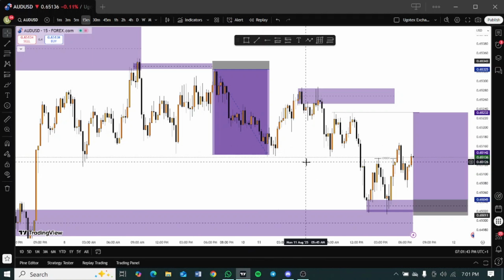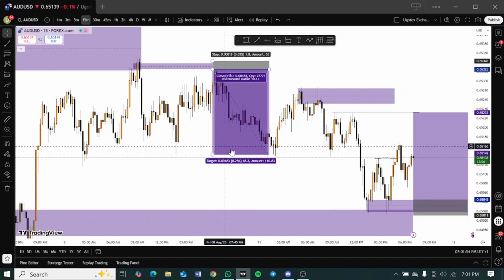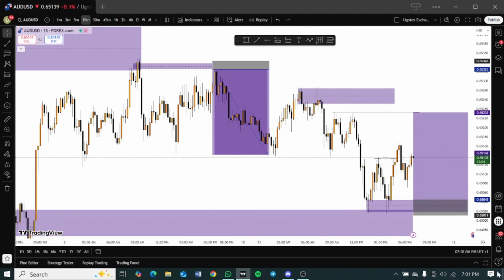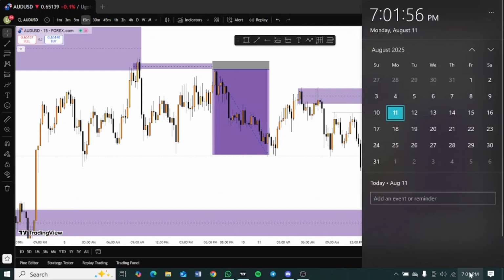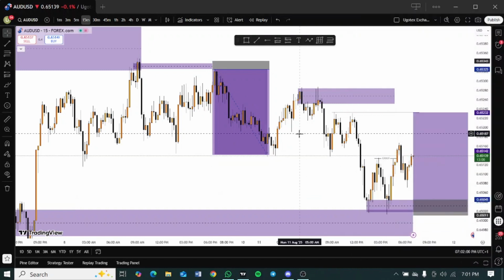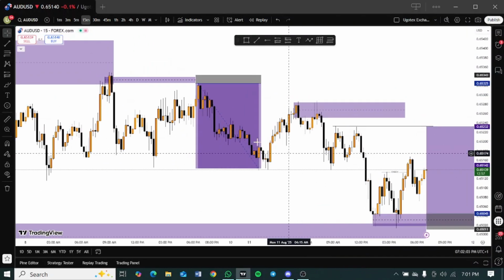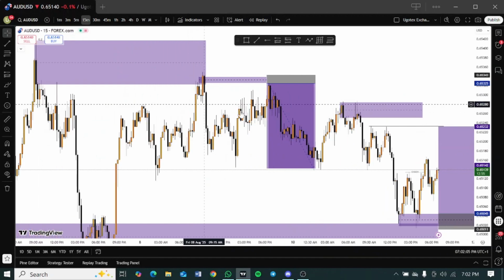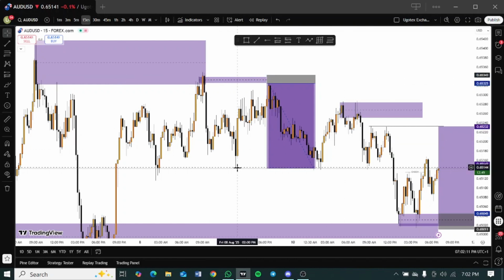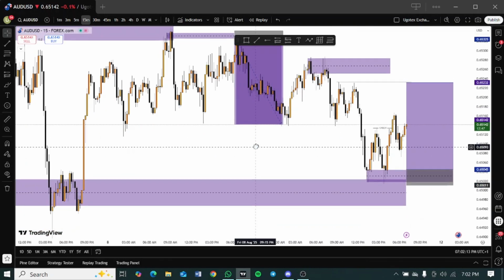So I will be dropping setups or trade ideas that I intend to take, and also drop the outcomes for you guys to see. Today I'm looking at AUD. Today is Monday, this is 7 p.m., as you can see here, Nigerian time. So I'm looking at this pair. I've been following this pair since last week. As you can see, I caught the sell from this zone right here, and I just took my profit at this liquidity zone.